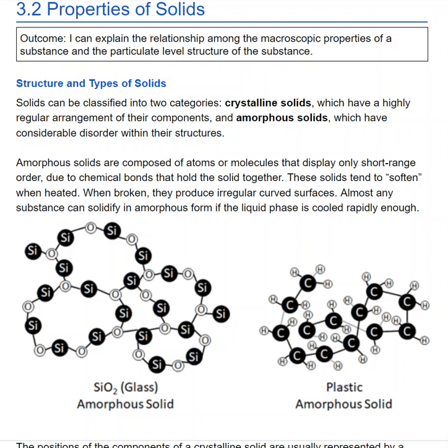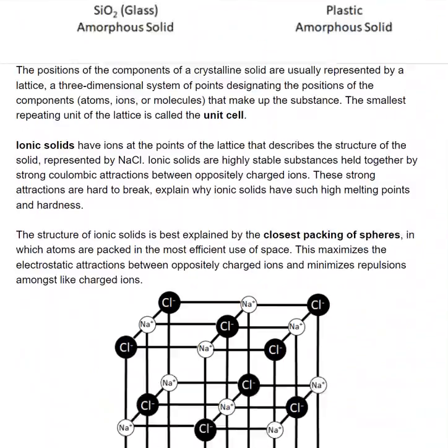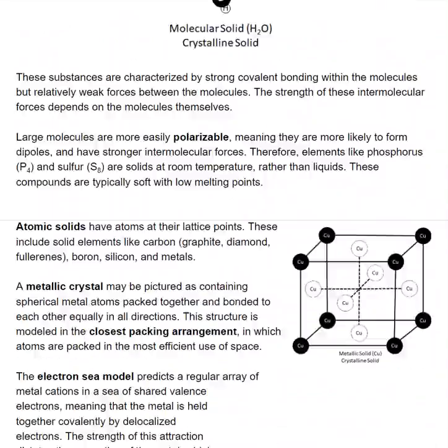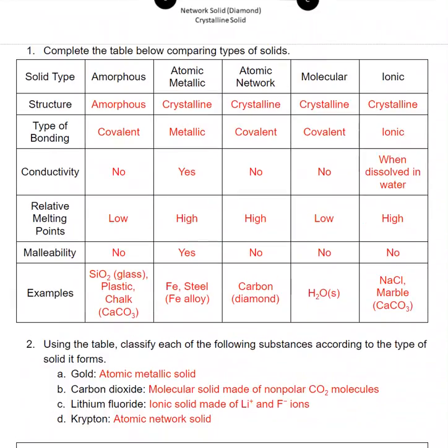This is 3.2 Properties of Solids. So our outcome is I can explain the relationship among macroscopic properties of a substance and the particulate level structure of the substance. So the beginning of this starts out with some notes, and then we get into the questions, and we've got completing this table to compare types of solids.